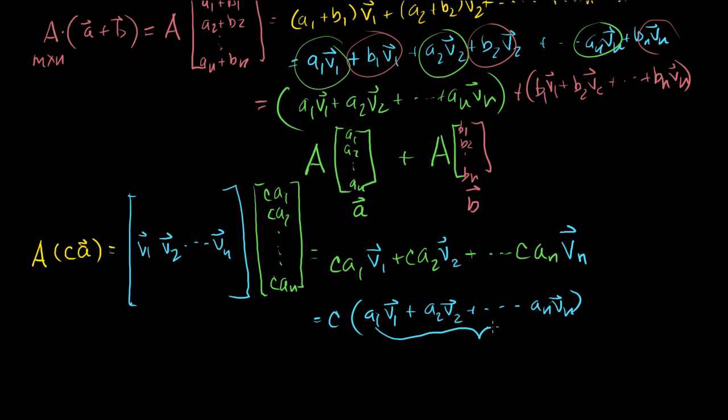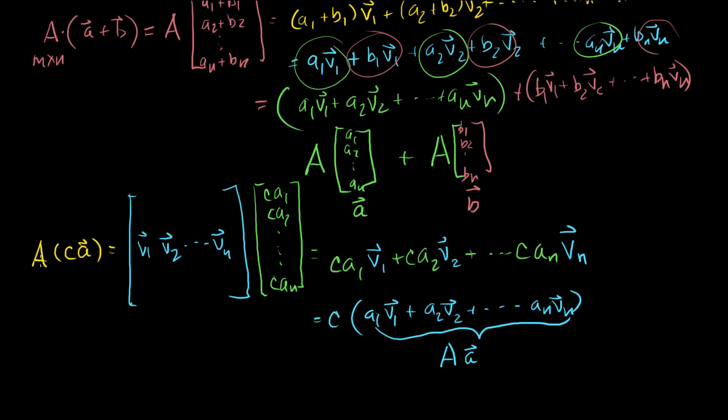And what is this thing equal to? Well, that's just our matrix A times our vector, or our matrix uppercase A. Maybe I'm overloading the letter A. And then my matrix uppercase A times my vector lowercase a, times c, right? Where the lowercase a is just this thing right here, a1, a2, and so forth.